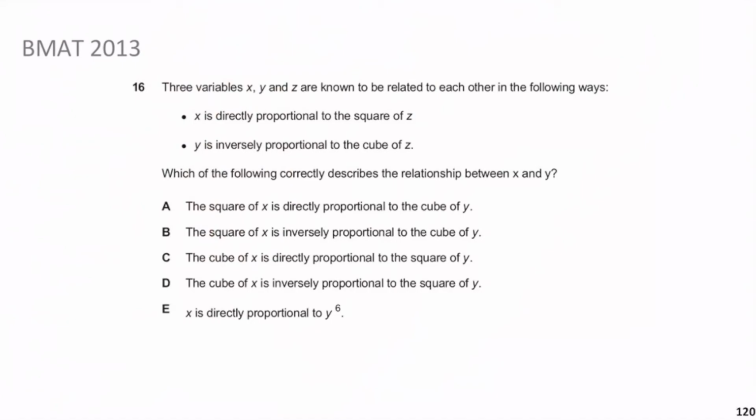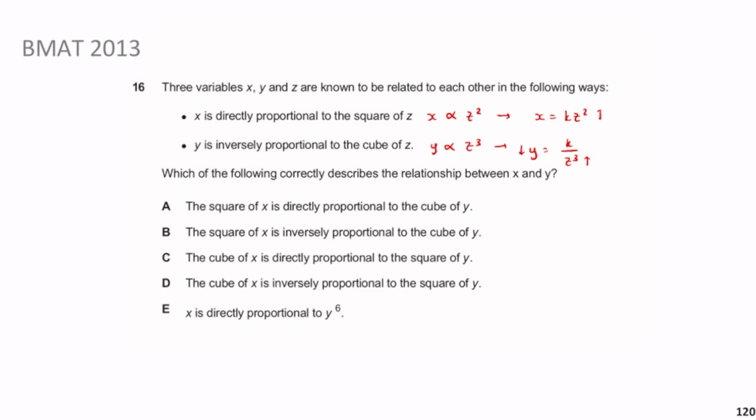Okay, guys, so this is a question of proportionality. So we know here that x is directly proportional to the square of z. This essentially translates to, in terms of an equation, x equals a constant of proportionality k times z squared, right? And if we do a similar thing for the bottom one, we know y is inversely proportional to the cube of z, so y is going to be k over z cubed, such that when z goes up, y goes down.